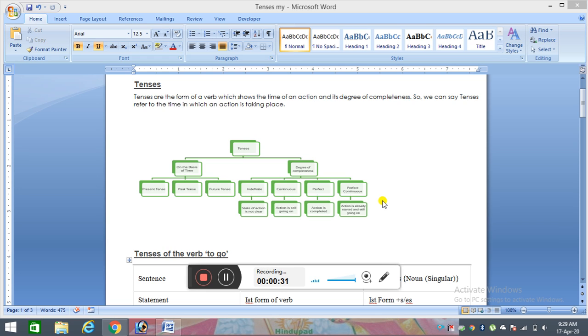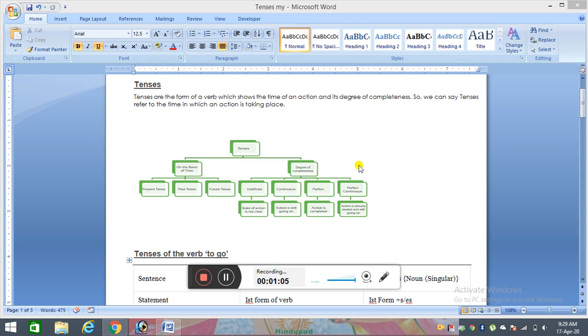Now, a verb denotes an action, but a tense denotes the time of an action. It's not like 5:30 a.m., 2:30 a.m. No, time here is like when. So now this tense is divided into three types. We all know that. So past, present, and future, and they're in turn divided into simple, continuous, perfect, perfect continuous.